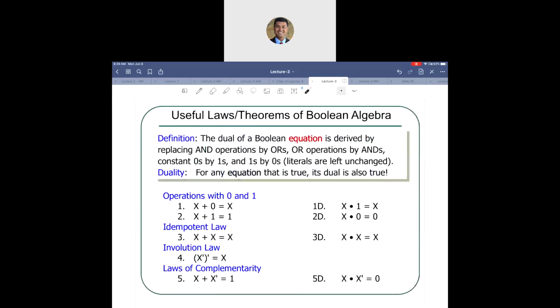Now, coming to the core of the lecture today, Boolean algebra laws and theorems. I'm going to go through the list of properties. They are numbered 1, 2, 3, 4, 5, and there are more on the next few slides. There is also a 1D, 2D, 3D, and so on. The D indicates the dual.